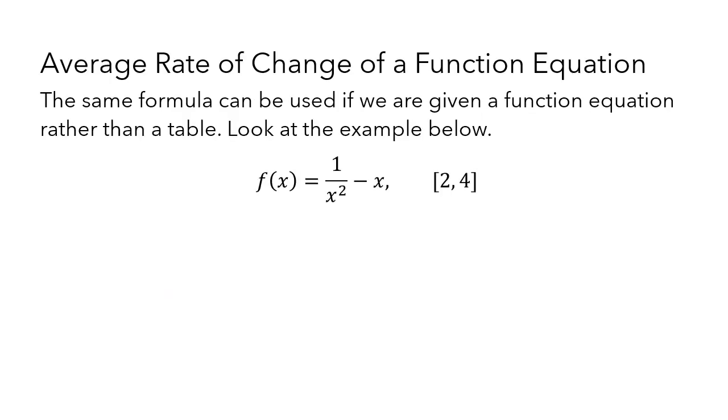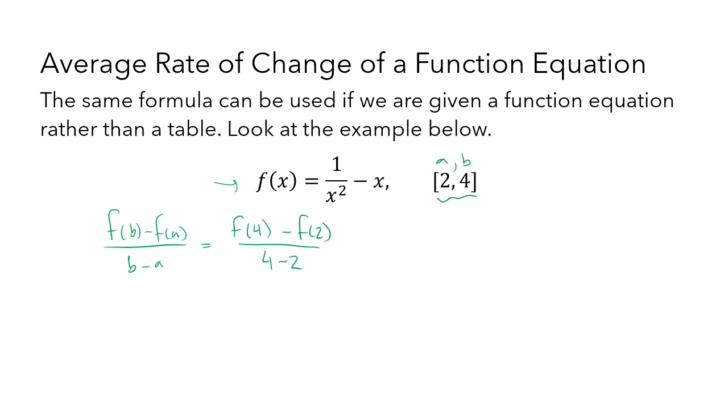And the same formula can be used with a function equation rather than a table. So look at the following example. We want to find the average rate of change on this interval. So we need to do f of b minus f of a divided by b minus a. So f, this is going to be a here, and this is going to be b. So f of 4 minus f of 2 divided by 4 minus 2.